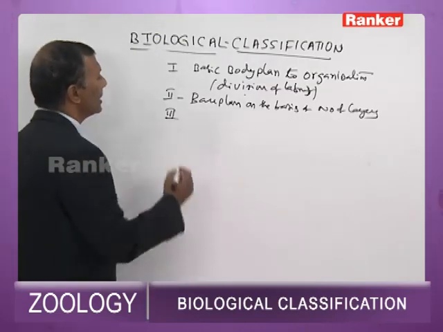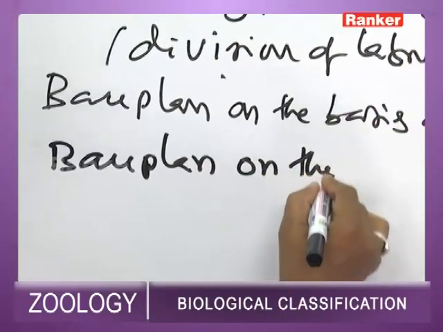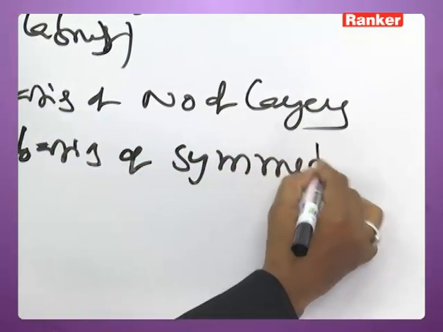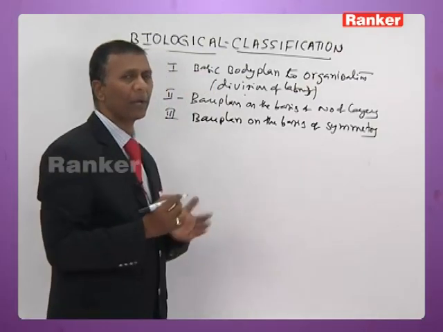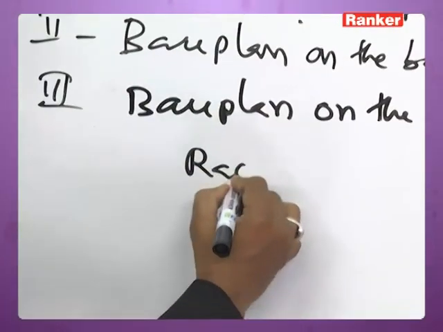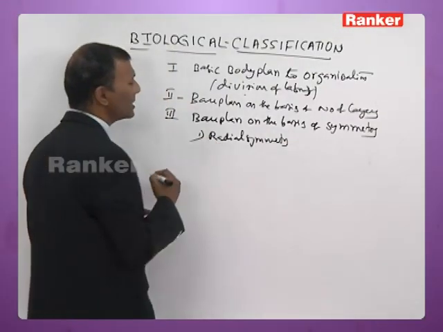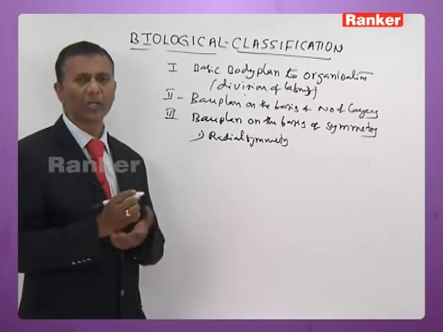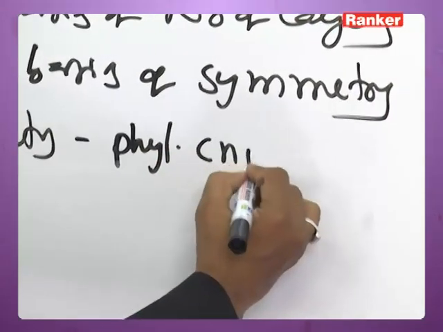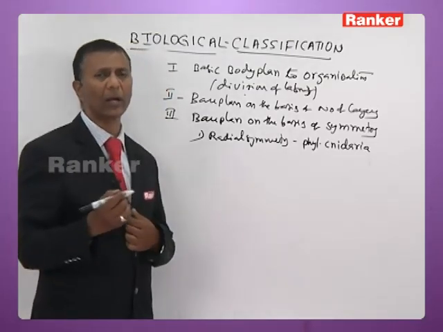Third one is the BOP plan, that is basic body plan on the basis of symmetry. Basically, you come across two basic types of symmetries here now. One is radial symmetry. The animals which exhibit radial symmetry are also called radiates. Radial symmetry is noticed in phylum Cnidaria, that is Scyphozoa, Anthozoa, Hydrozoa and all.